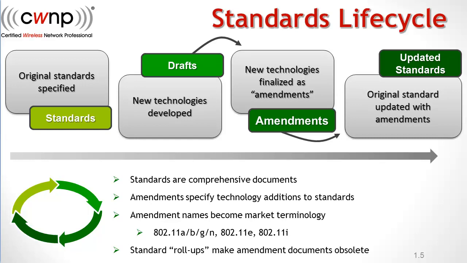Standards are rolled up to make amendment documents obsolete. That is to say, when we received 802.11-2007 as a roll-up, 802.11i was then obsolete, as an example. So in other words, we didn't need the separate amendment that is 802.11i anymore because everything in it had been implemented into, rolled up into 802.11-2007.